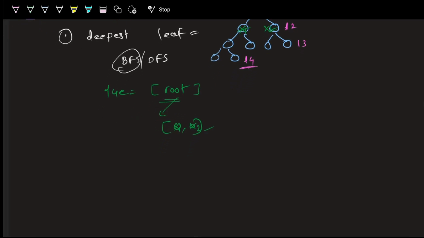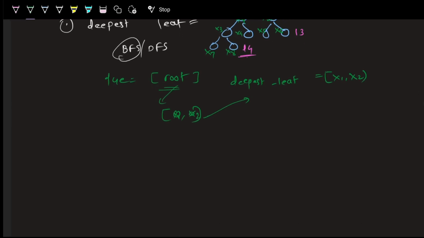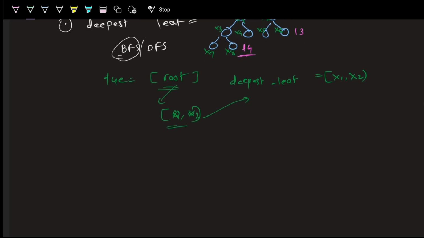So again I will process all this. For example, I have a list or variable called deepest leaf, which will hold the leaves. I will just assign it to this. So my deepest leaf will now become x1, x2, correct? Let's call the rest x3, x4, x5, x6, x7 and x8. I'm done now. Now in my queue there are two nodes, x1 and x2.